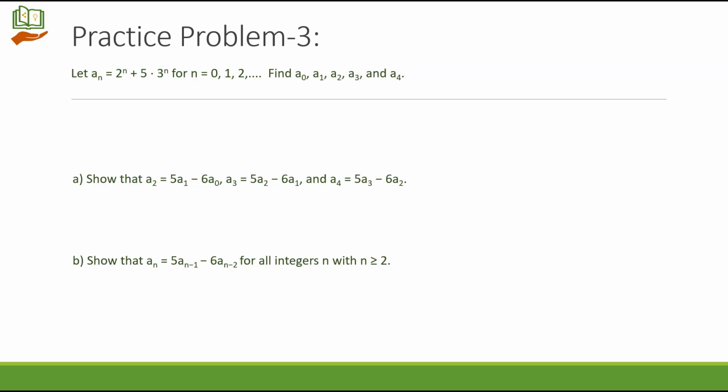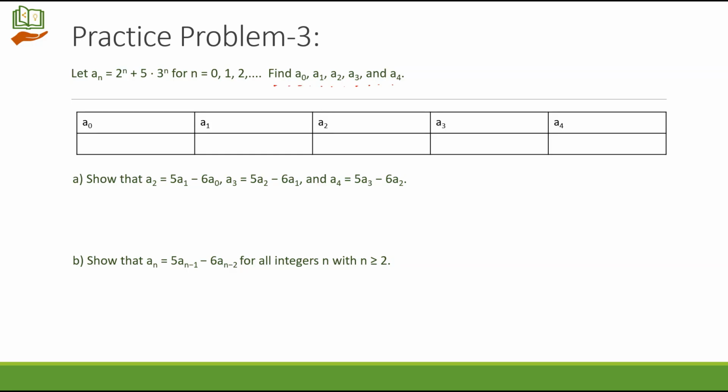Next problem. Let a_n is equal to 2 power n plus 5 into 3 power n for n is equal to 0, 1, 2. We are asked to find A0, A1, A2, A3 and A4. Let's take A0: 2 power 0 plus 5 into 3 power 0. So here n is equal to 0. 2 power 0 is 1, 3 power 0 is 1. So 5 into 1 will give you 5. This will be 6. So we have A0 is equal to 6.